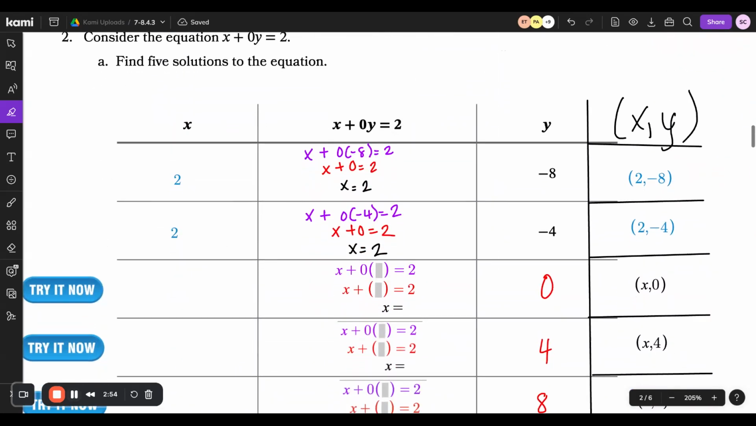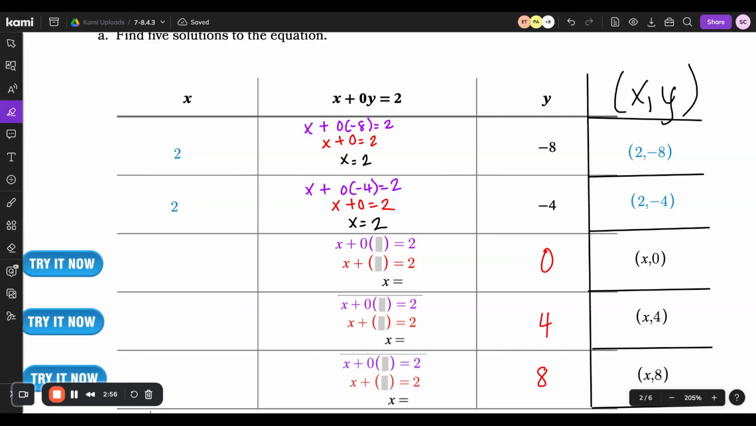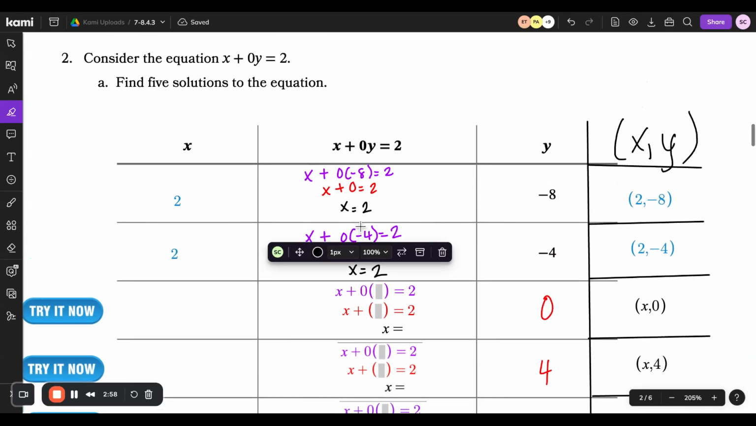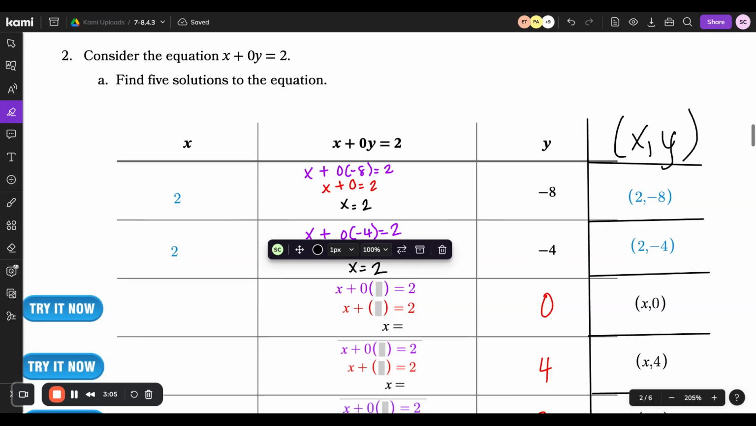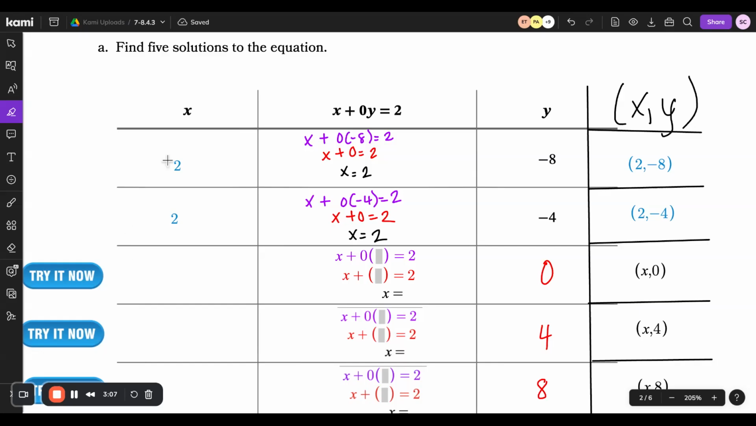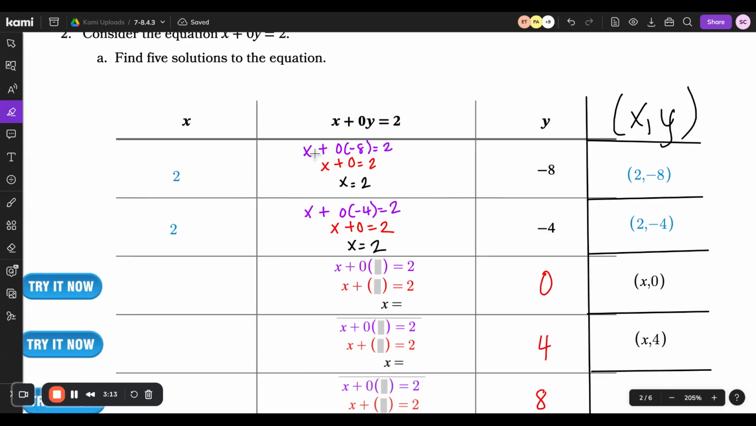And then for number 2, doing the same thing again, but this time instead of 0x plus y, you have x plus 0y. So this time using the same numbers, but now instead of substituting for x, you're going to substitute for y. The first two have been done for you, where instead of having 0 times y, you have 0 times -8, and that gives you 0, so x plus 0 equals 2, which means x equals 2. And then the same thing for the next one. You have x plus 0 times -4 is equal to 2.